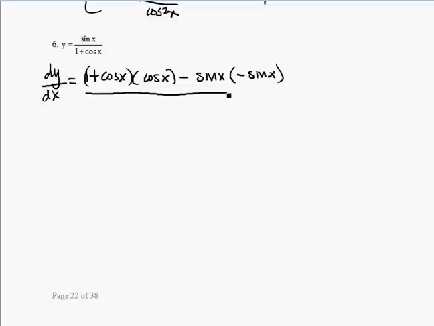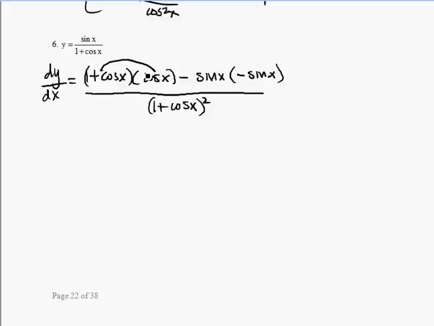Here we have another quotient, except it's 1 plus cosine as opposed to just sine and cosine. So we'll be using the quotient rule again. So we have low, which is 1 plus cosine of x, times the derivative of high, which is cosine of x, minus high, times the derivative of low, well, it's just 0 minus sine of x, all over 1 plus cosine of x, quantity squared.